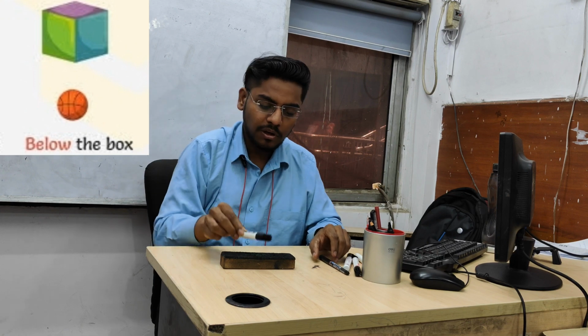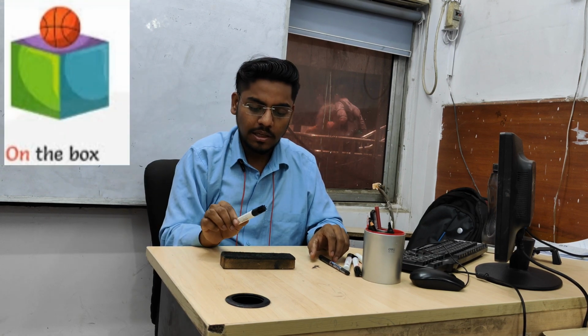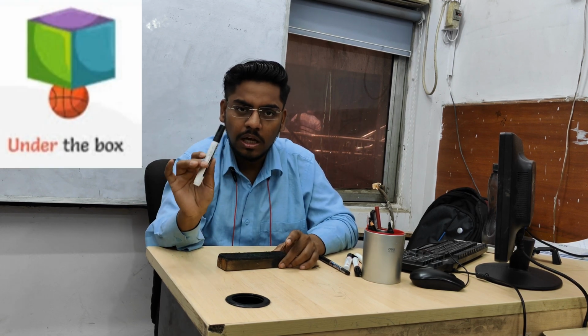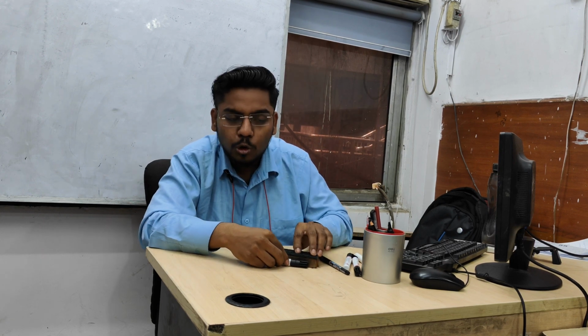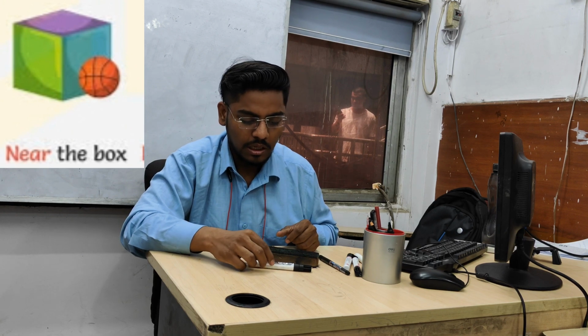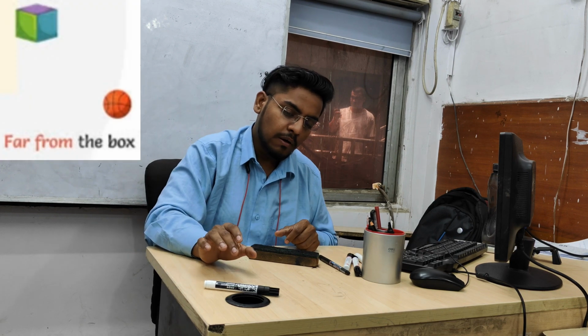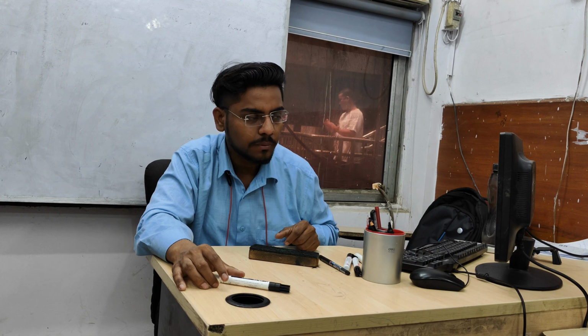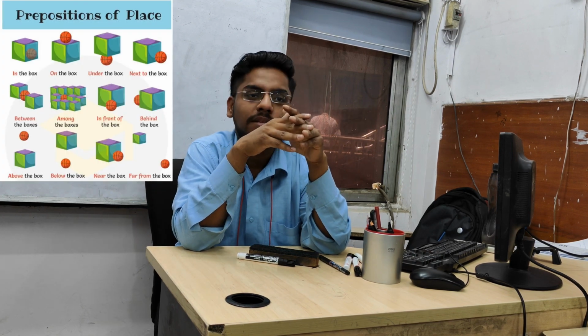But what happens if I put it like this? That means this marker is on the duster and this duster is under the marker. Got it? Confusion clear? Above, on, under and below. When something is very close, that means this marker is near the duster. If I say this marker is over there, that means this is far away. This is near and this is far away. Got it? These were the examples of prepositions of place.